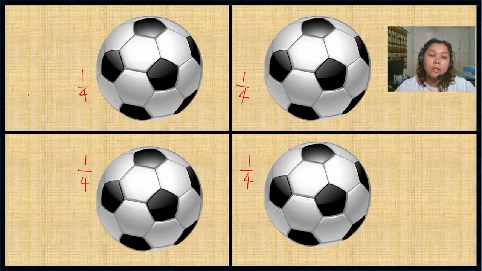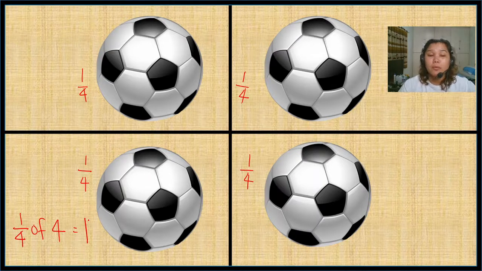So therefore, 1/4 of 4. Kapag ang 4 hinati sa 4, so each group will get 1. So, 1 ball, dito isang 1 ball, the other side will have 1 ball, the other 1/4 is 1 ball, and the other part is 1 ball. So, 1/4 of 4 is 1.